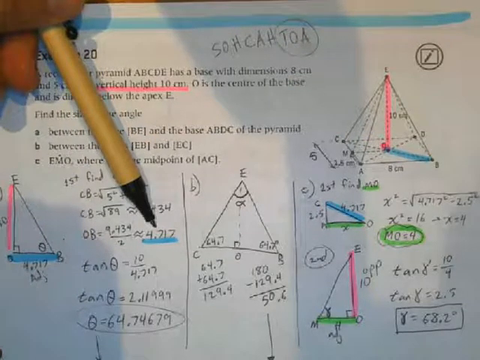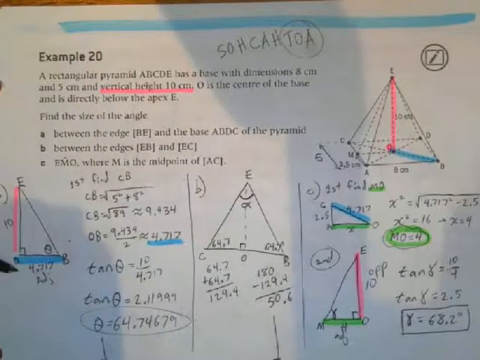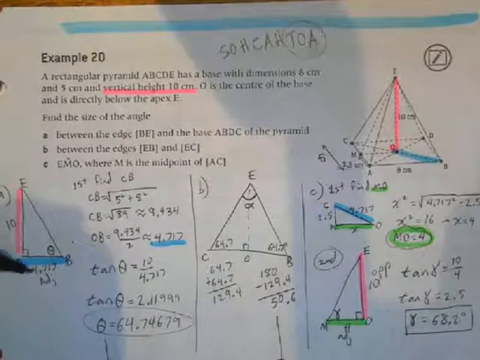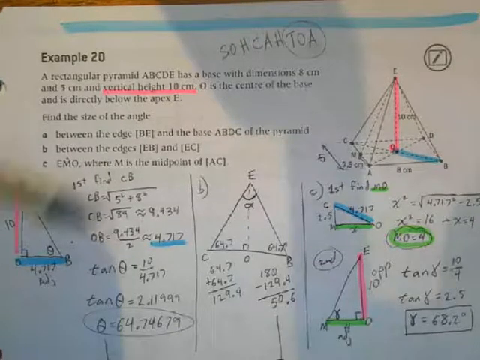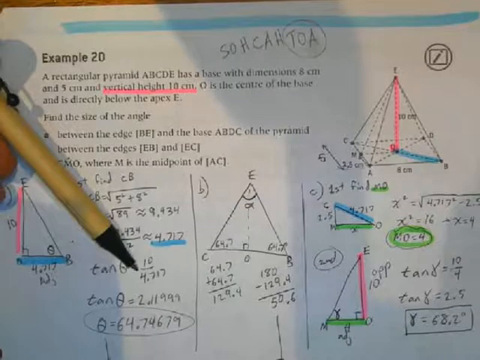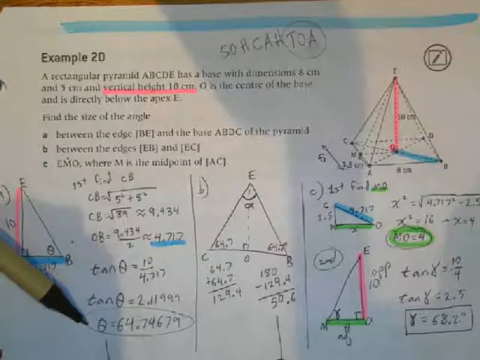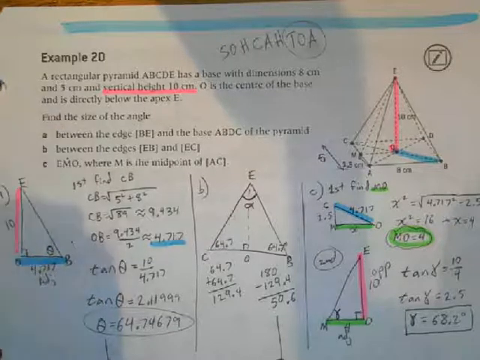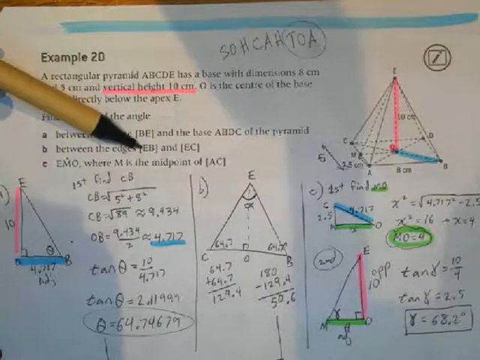Okay. So now that I know this is 4.7, I've got the opposite side and the adjacent side of the angle I'm trying to find. So I can use tangent. So tangent 10 divided by 4.7, and then I get this value, and I do second tan, and I get the angle here. Okay, next, find the angles between EB and EC.